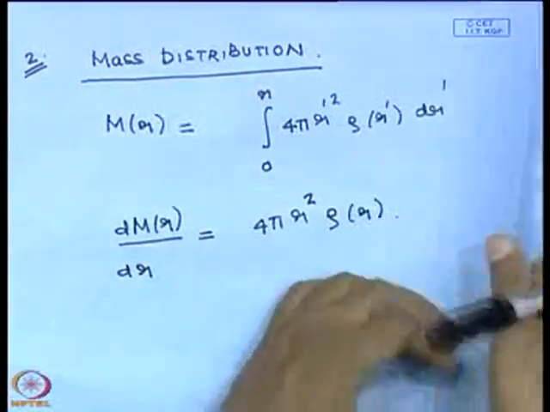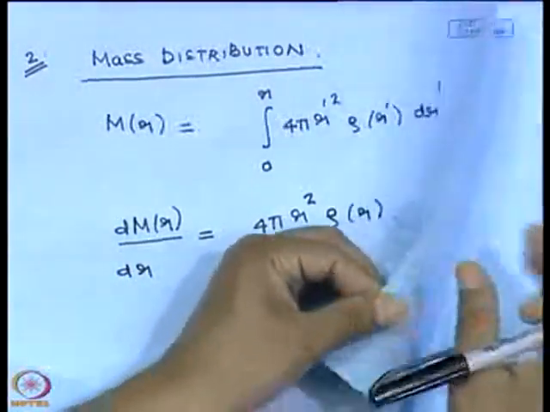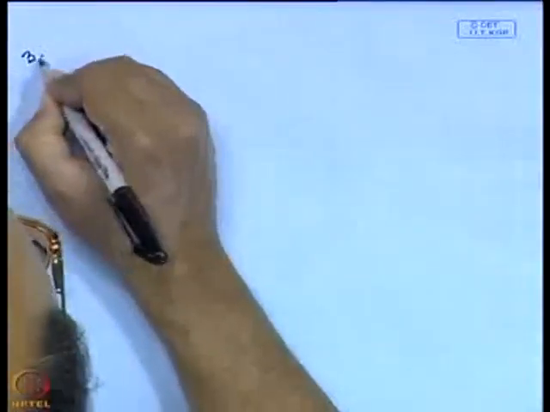The third equation of stellar structure. So, the third equation in stellar structure is the flow of energy. Okay, so it is essentially the flow of energy.